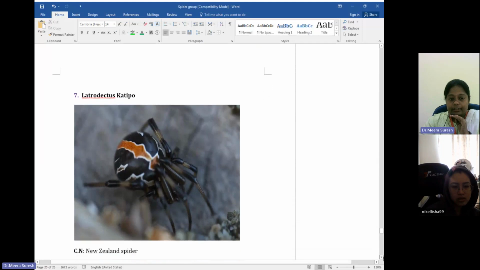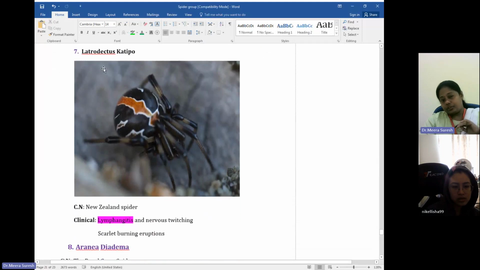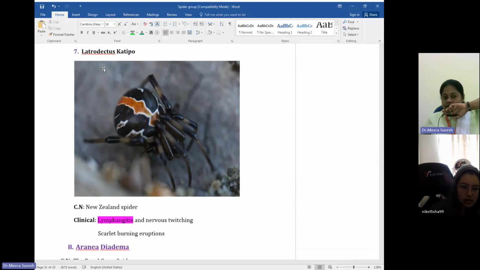So Latrodectus catipo, I actually referred it in one book. In Boericke, it is given as calipo, but it is not, oh, calipo, it is catipo.